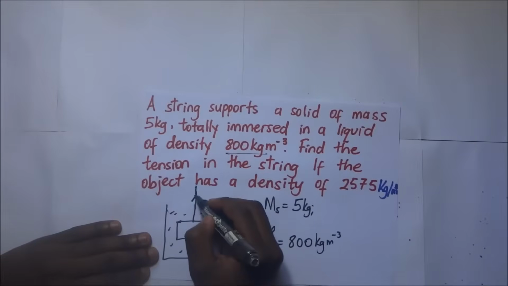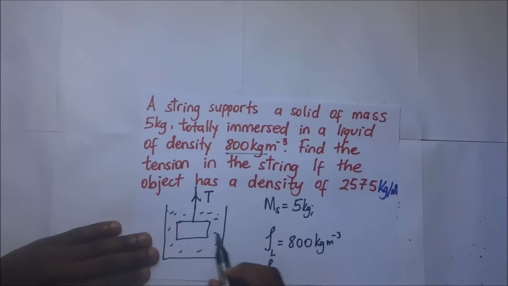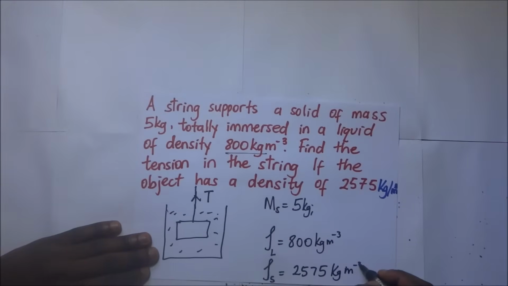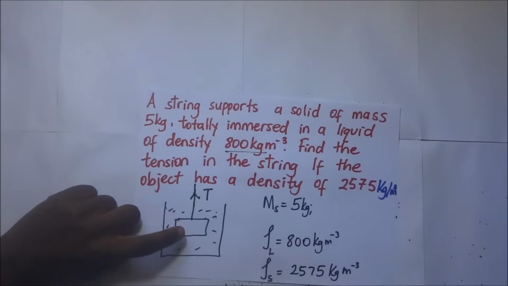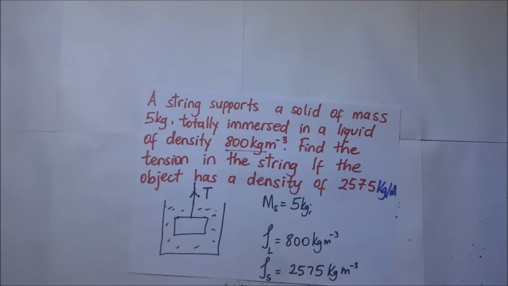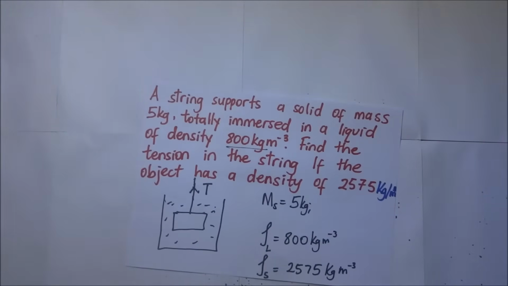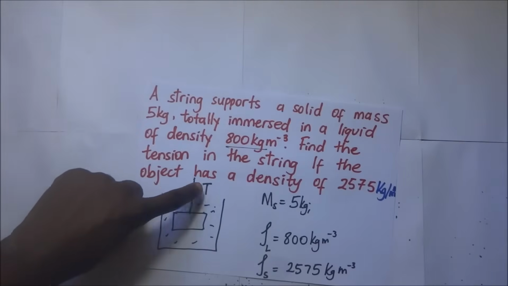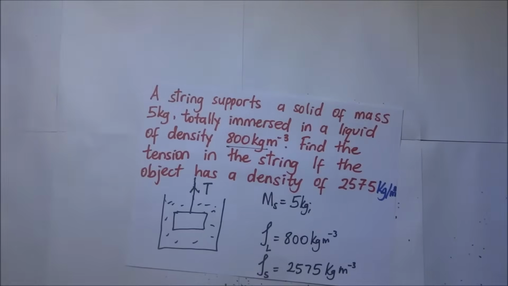Find the tension in the string. We need to find the tension in the string if the object has a density. So the density of this object, let's call it the density of the solid, is given by 2575 kilograms per meter cubed. Now again, this string is supporting this solid, which is already here in the liquid. So the tension experienced by this string is equivalent to the weight of that block when it is in this liquid. So if we want to find the tension, we are simply going to find the weight of this block when it is in the liquid.